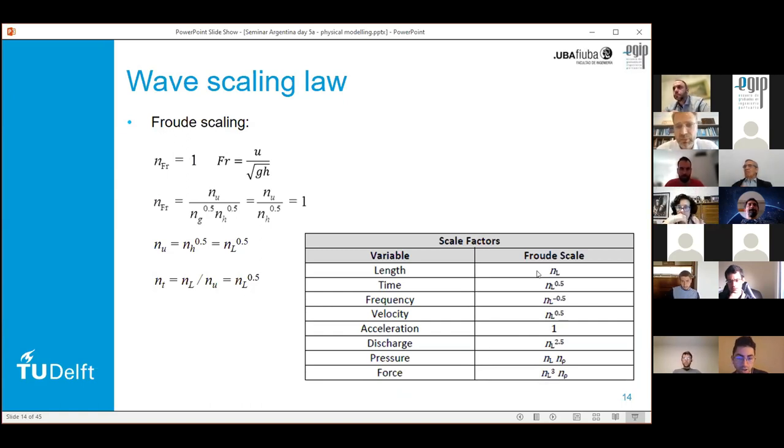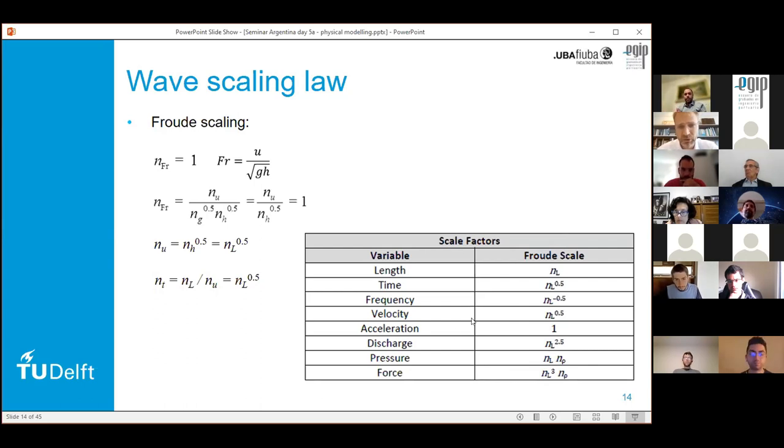So this is how we can measure something in a flume of 50 centimeters depth and say something about a sea of 32 meters depth. The only thing we see here is that if we look at pressures and forces, then we also need to include the density of the fluid. That actually comes from Euler scaling, but it is typically called Froude scaling at the end as well.